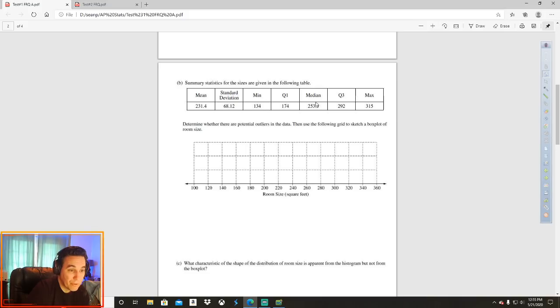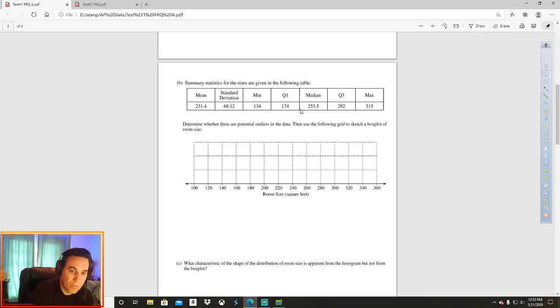Then they give you the summary, which is what I think is going to happen on the AP exam. I think they're not going to make you calculate anything. I think they're going to give you everything, and you're going to have to interpret. So in this one, we were making the grid and making a box plot. So this one, we were just turning this into a box plot.